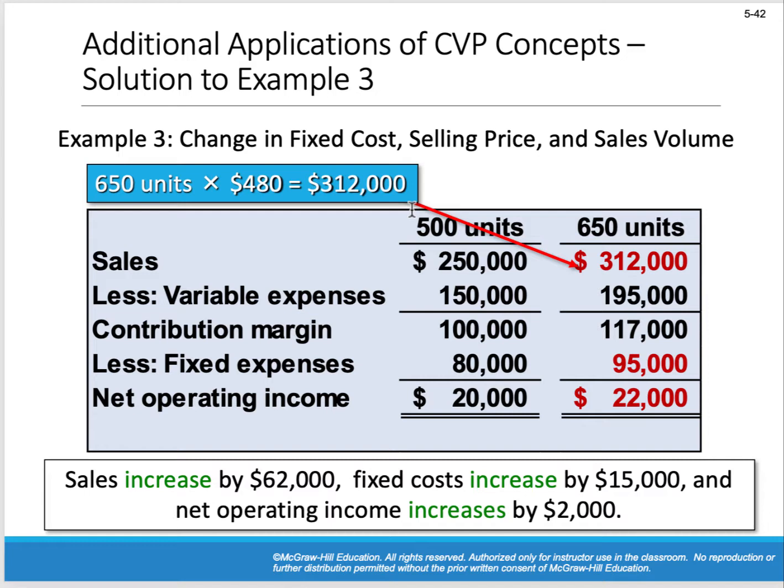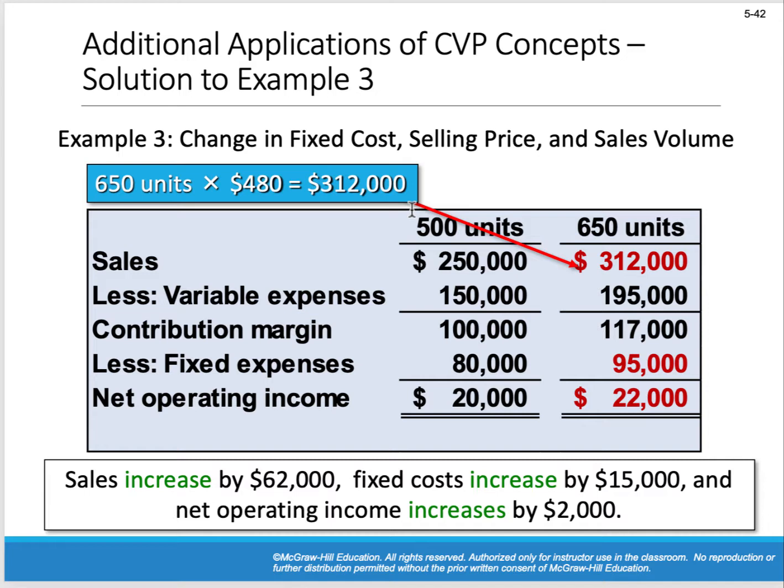Okay? So let's look at it this way. First, we calculate our new sales, right? Well, the selling price per unit was $500, but we slashed it. We cut it by $20. So our new selling price is $480. We need to take $480 of unit sales price times the new quantity of 650 units, excuse me. That gives us new sales of $312,000, okay?